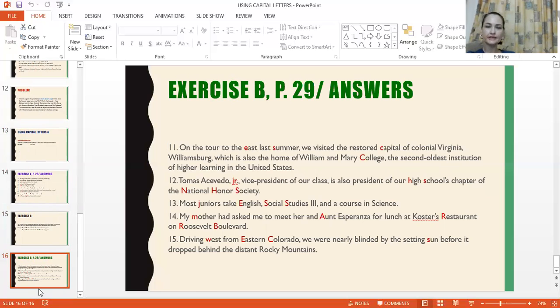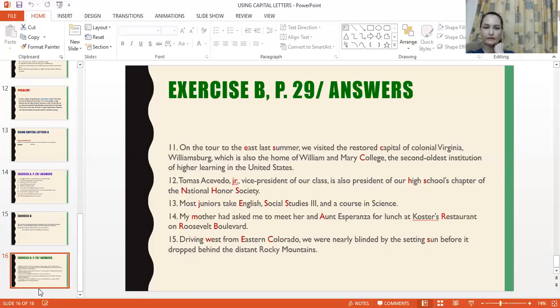Look, on the tour to the east last summer, we visited the restored capital of colonial Virginia, Williamsburg, which is also the home of William and Mary College, the second oldest institution of higher learning in the United States. Obviously, east is a compass direction. We do not capitalize it. Summer, season, no. Capital, no. There are like hundreds of capitals in the world. Then, Williamsburg, we keep it capital. It's the name of the city. William and Mary College, that's the name of the college. So, all 3 words should be capitalized. Then United States, we keep it capital. Why? Because it's the name of the country.